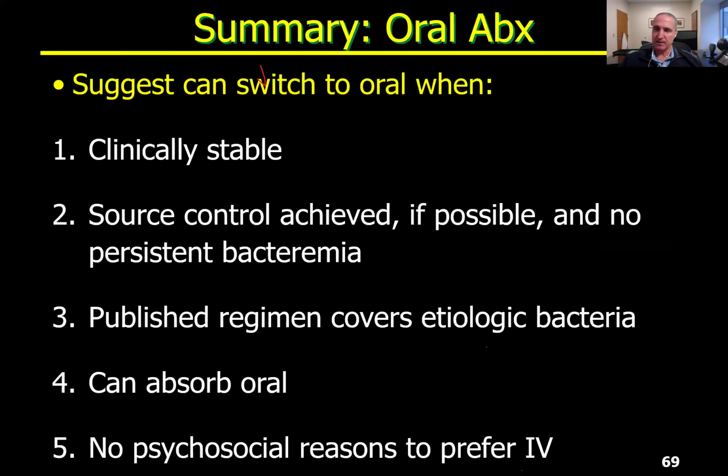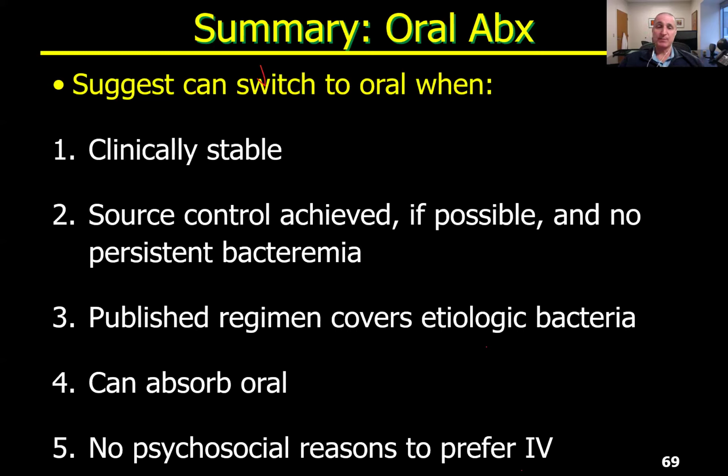The patient is clinically stable. Source control has been achieved if it's needed. It doesn't make any sense to put someone on oral therapy and then make them NPO for a procedure to drain pus. So if you need source control, do that first. We would like the bacteremia to be cleared or clearing. And the reason is the number one reason it doesn't clear is that you haven't done source control. We don't want people rushed home on oral therapy without source control having been done.